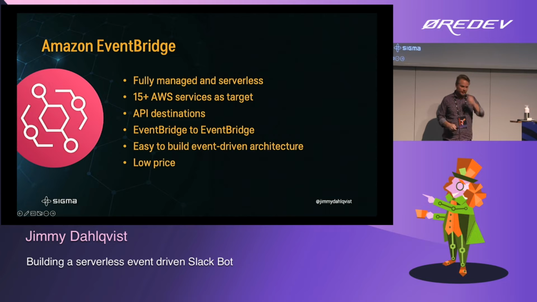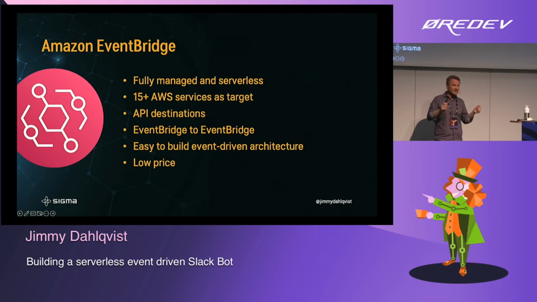So what is Amazon EventBridge? I've been talking a lot about it. It's a fully managed and serverless event bus, meaning you can put on your messages and the messages are distributed. It has 15 plus. I use a plus because I'm never trusting AWS to put a fixed number on something, because every time I do that, they will release something new. So 15 plus services as target for Amazon EventBridge.